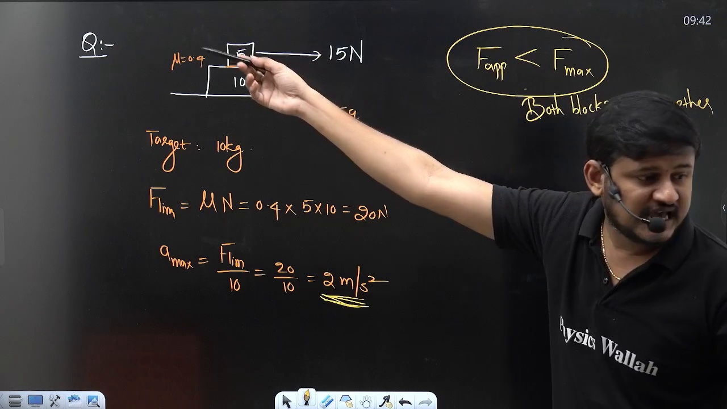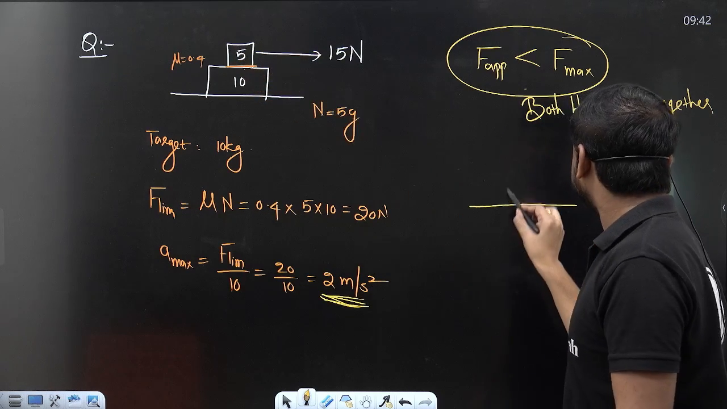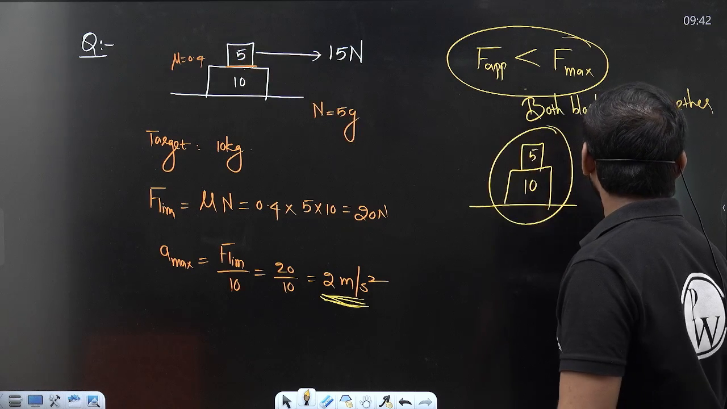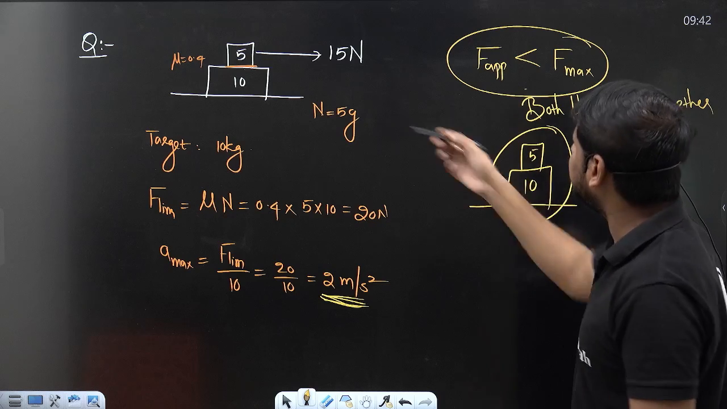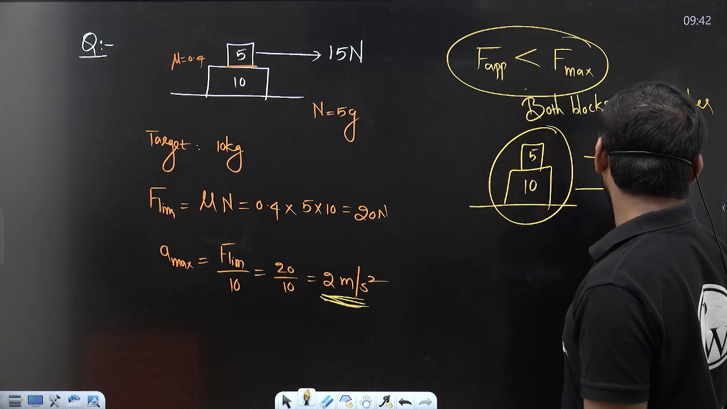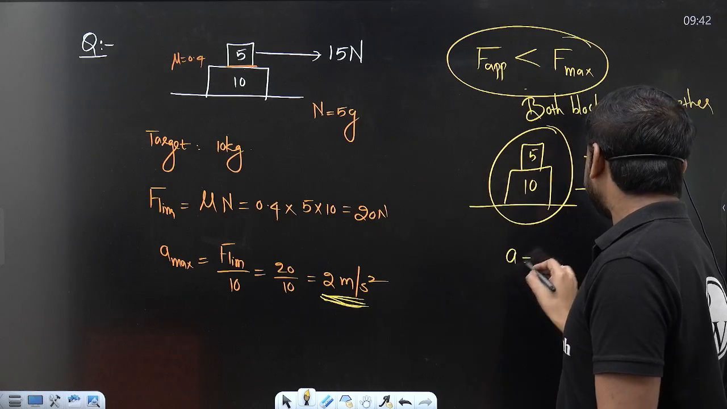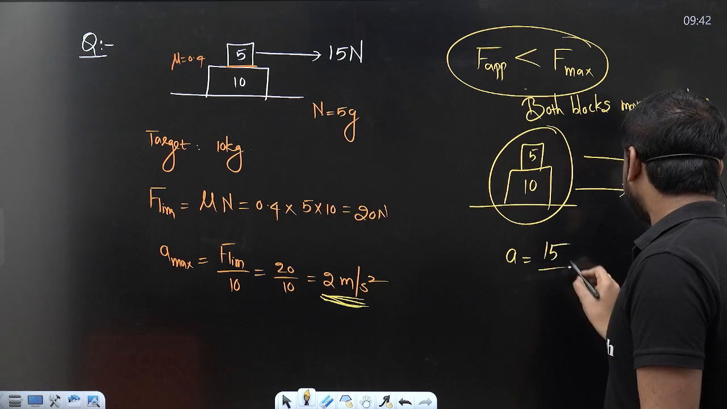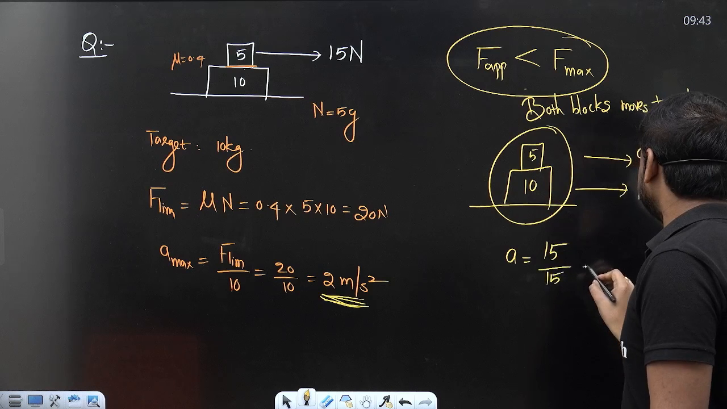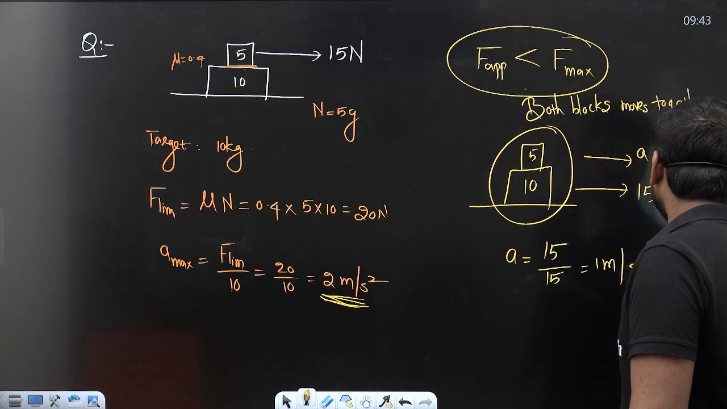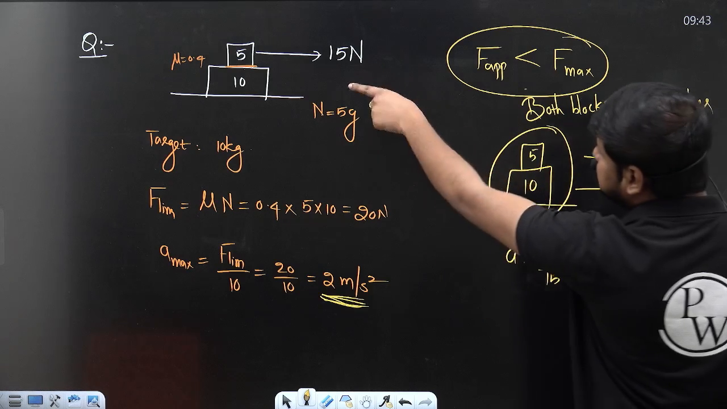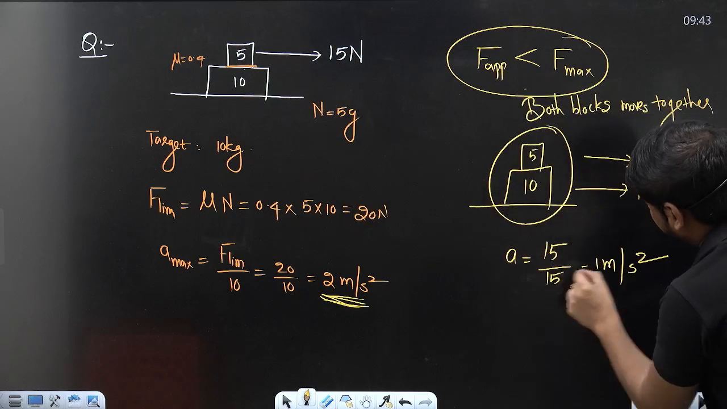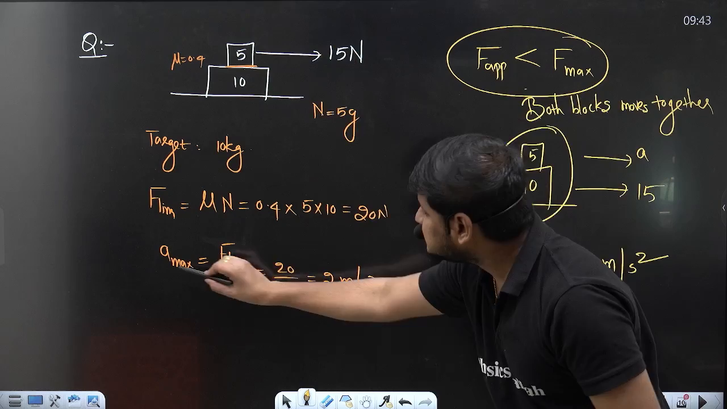So now how do you find the acceleration of each block here? See, this is a 10 kg and this is a 5 kg. So they both are moving with some acceleration a. So what is the net force acting on that? The 15 newtons force. So therefore the net acceleration is equal to net force 15 by net mass 15, which is equal to 1 m/s². So here, as the applied force is less than the F max, they both move together with what acceleration? 1 m/s².